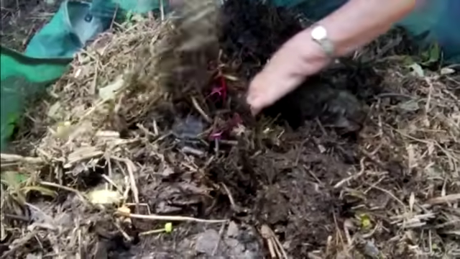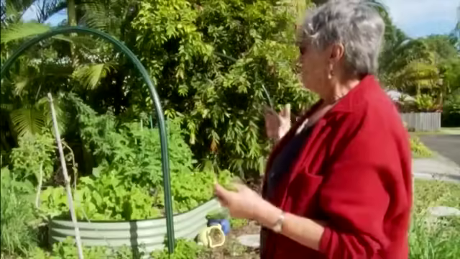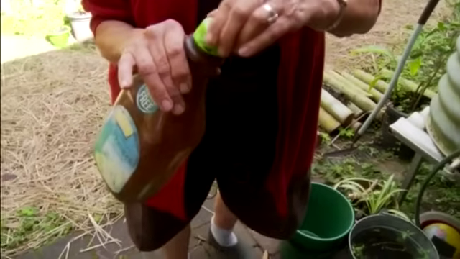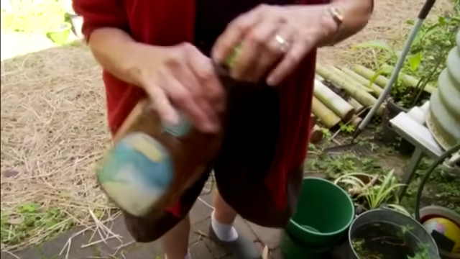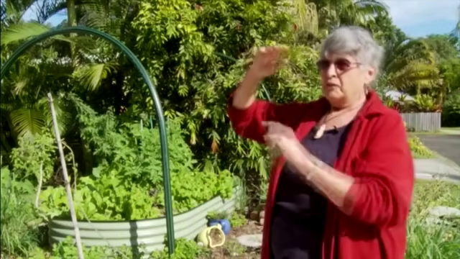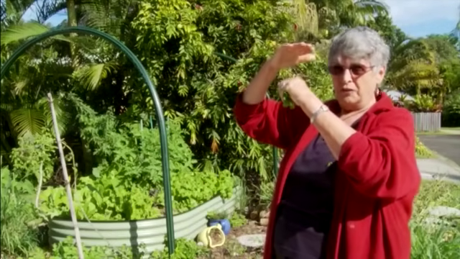And then you know what I do about my mulch. I soak my mulch in molasses and kelp. And in the wheelbarrow I put a cup of molasses and a cup of kelp into the wheelbarrow with some water, and then I break up the straw and put it in there and let it soak for a while, and I mulch the whole of the top of that with about that much mulch, wet mulch.